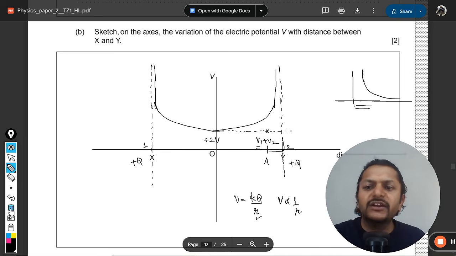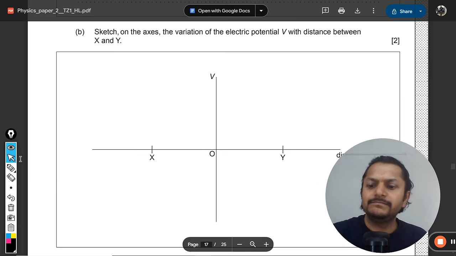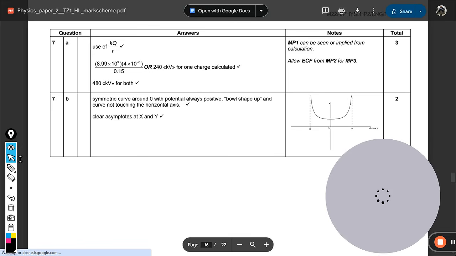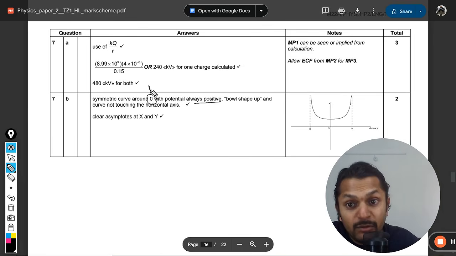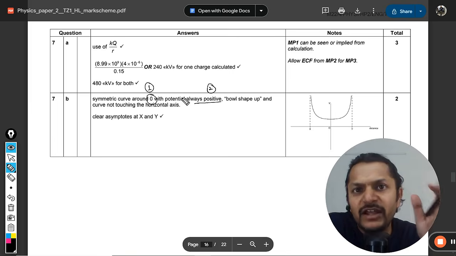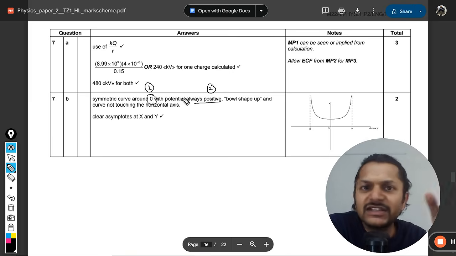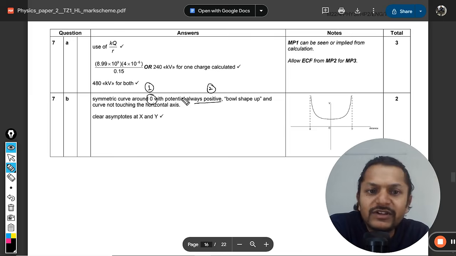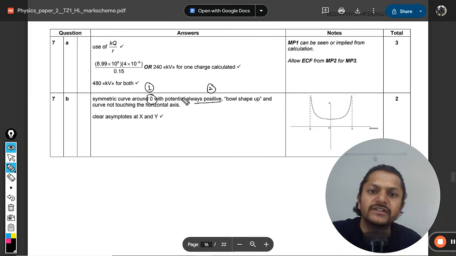Let us see what is there in the mark scheme. Are they also saying concave up? Let's see. So: symmetric curve around zero with potential always positive. Yes, point number 1, it is symmetric. Point number 2, it always has a positive value. I told you only negative charges can cast negative potential. Both of the charges are positive, so there is not even a chance of creating negative potential in the first place.